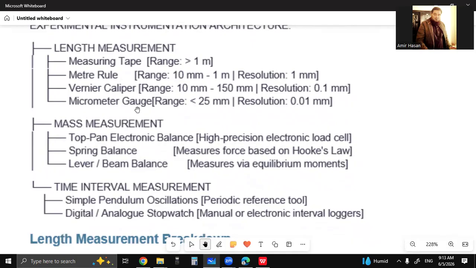Micrometer screw gauge also has a 25 millimeter range, and we measure in decimal with a two-digit reading after the decimal point, just like 0.01.